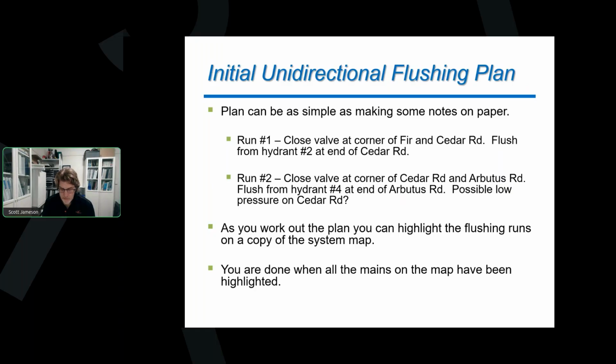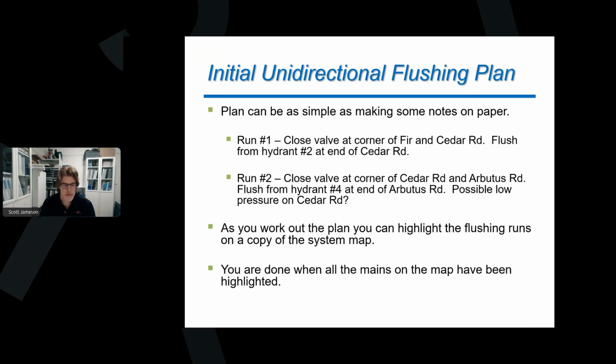Quite often the easiest one is you've got your paper copy of your map, you can just take a highlighter and highlight, okay, on this flushing run, this is the section of water main I'm going to flush. On this flushing run, we're going to go from here to here, and you can highlight that. When you're all done, the whole map should be all highlighted, right? You're like, okay, we've made it throughout the entire system. Every main in my system has now been flushed, and I have my list of runs that include the valves that I'm going to close and the hydrants or locations that I'm going to flush from.